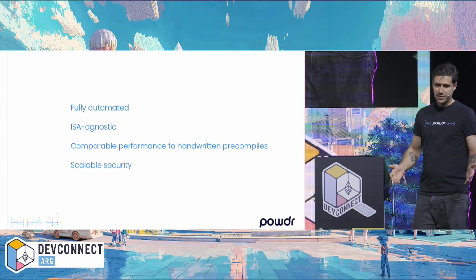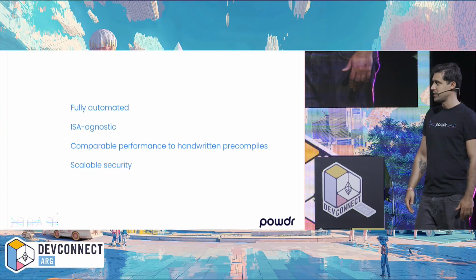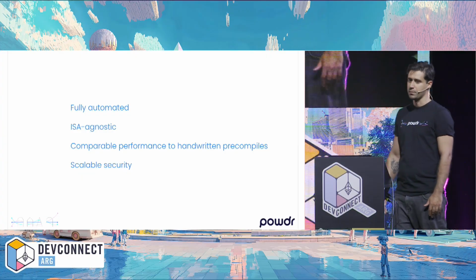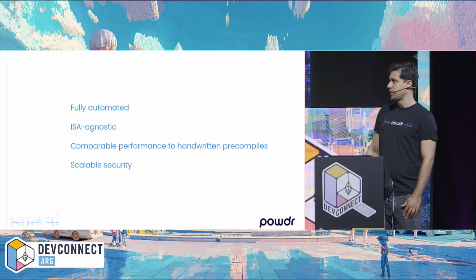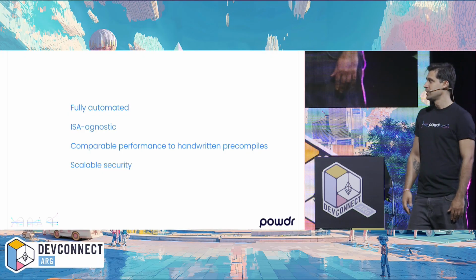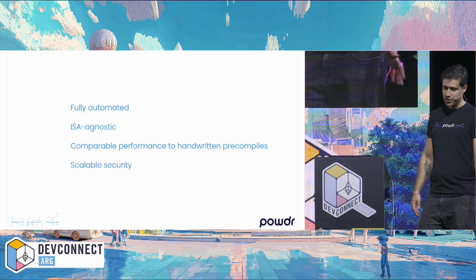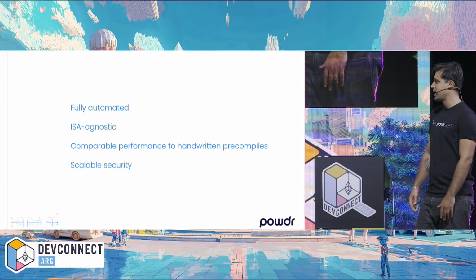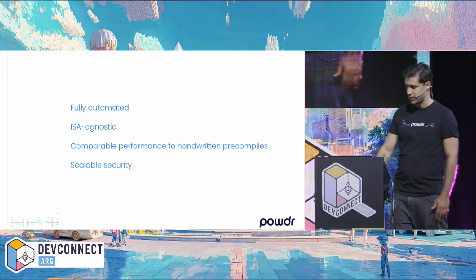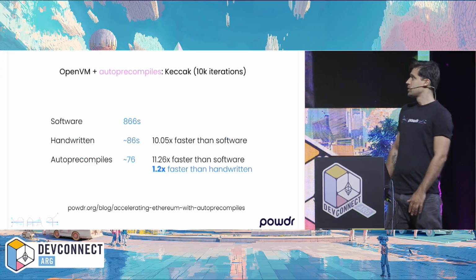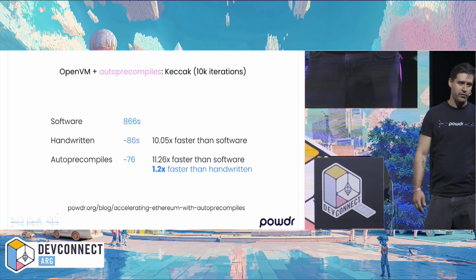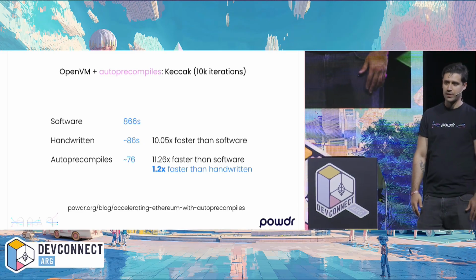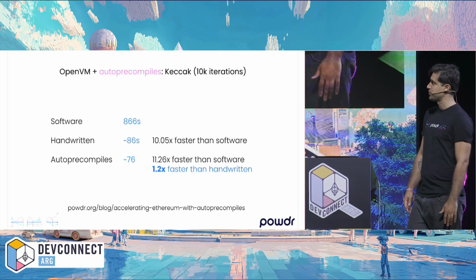As the name suggests, this is of course fully automated. It is ISA agnostic. We currently work mostly on RISC-V, but it is ISA agnostic, and it already has comparable performance to handwritten precompiles, as you're about to see, and the security also scales a lot better than handwritten precompiles. Autoprecompiles are fully integrated into OpenVM, one of the main zkVMs out there, already doing real-time proofs on Ethereum.